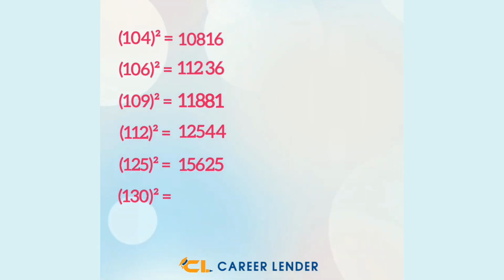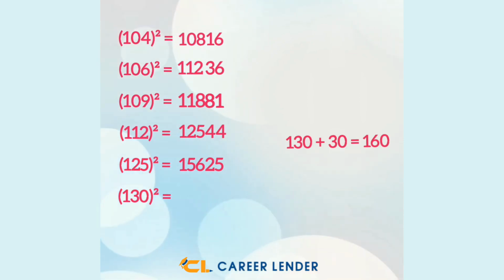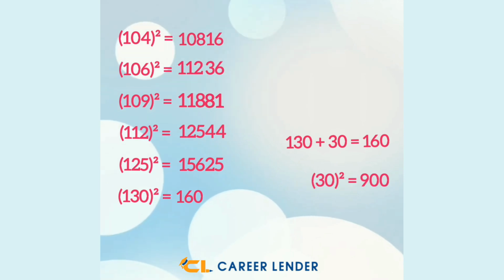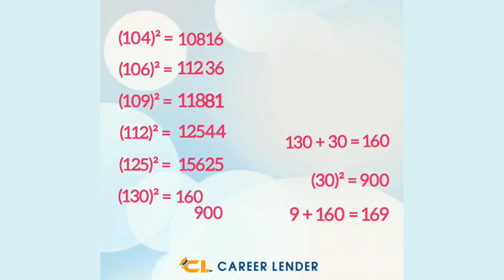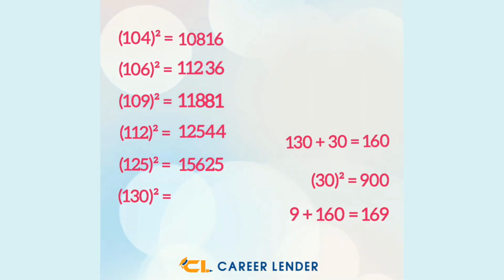15,625 is the answer. For 130 square, 130 added with 30, we get 160. 30 square is 900. Adding 9 with 160, we get 169. And the remaining digits are 00.